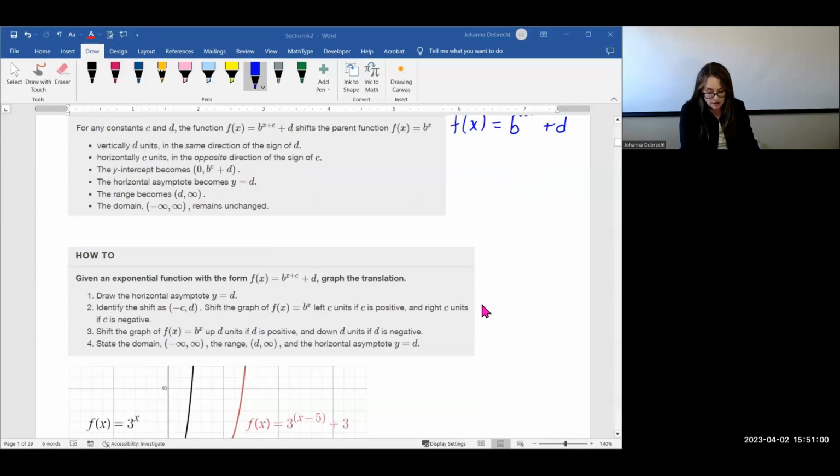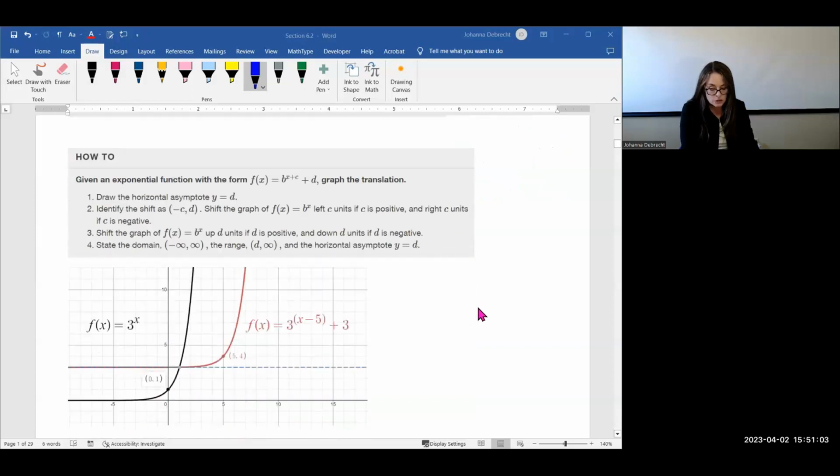Now let's talk about how to actually do the shifting. You want to start with the horizontal asymptote, which is going to be the constant added or subtracted to the exponential. It's going to shift it up if it's positive, down if it's negative. Go ahead and draw a dashed line wherever that happens to be. Here I have the equation 3 to the quantity x minus 5, plus 3. So plus 3 means I write the equation for y equals 3, but I make it a dashed line. That's the new horizontal asymptote.